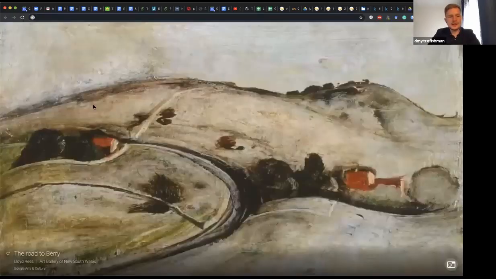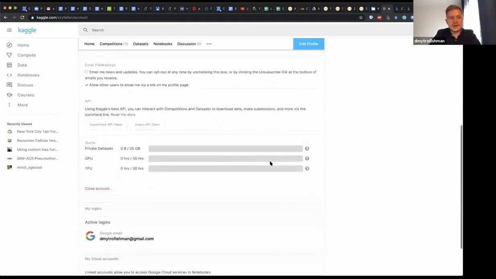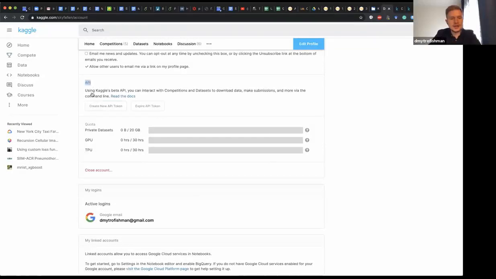So you go to Kaggle.com, or let me go to Kaggle.com. So here's the New York City Taxi Fare Prediction Challenge. I'll send it to chat, but I know it will disappear, so you guys click on it. This is the challenge that we are going to work on. Now at the top window, you can press on your face, on your account, and choose My Account. If you go down there, you can create a new API token.